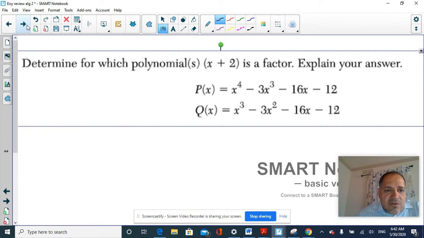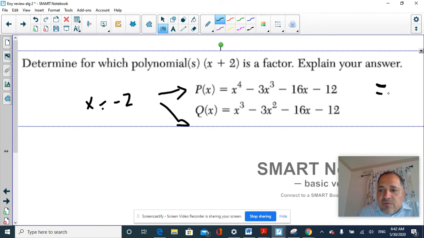Second question: determine for which polynomial x plus 2 is a factor and explain your answer. Again, it's the same idea. What are we looking for? We are going to plug in x equals negative 2 in each equation. When you plug in x equals negative 2, the answer must equal 0. Check which one is equal to 0.